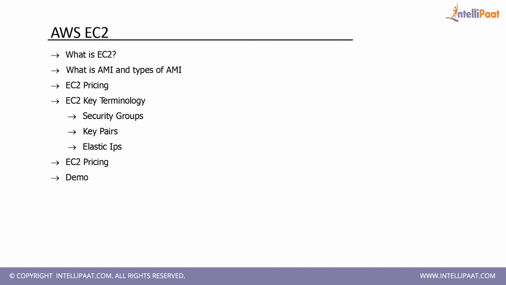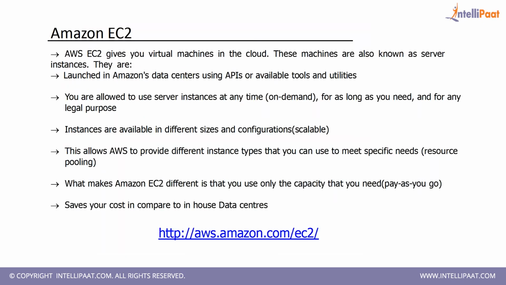So this is our agenda. What is EC2? What is AMI and the different types of AMI? AMI is Amazon Machine Image, so we'll be discussing it later on. Then EC2 pricing models, how the pricing works, key terminologies like security groups, key pairs, Elastic IPs, and then finally we'll conclude today's session with a practical demo of EC2.